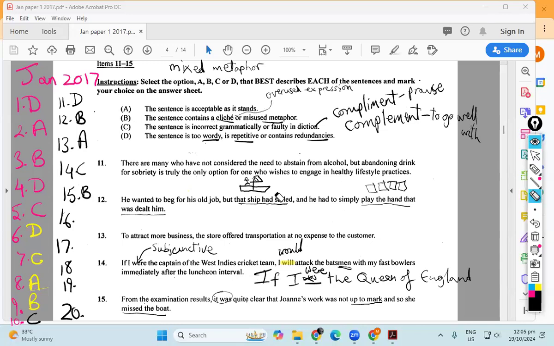Okay, so I want to get through the last 5, 16 to 20.